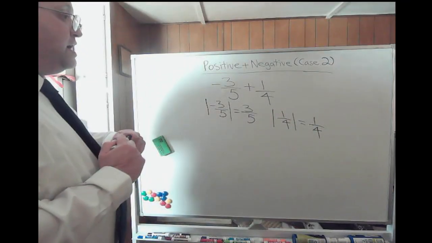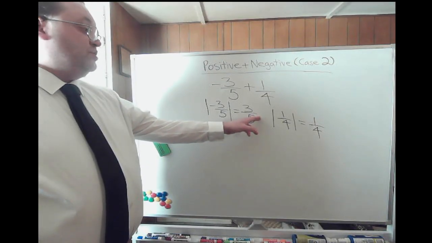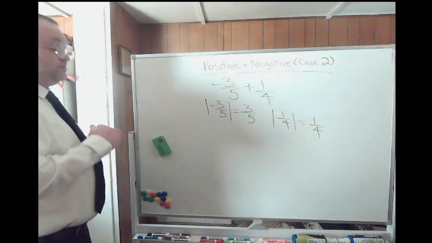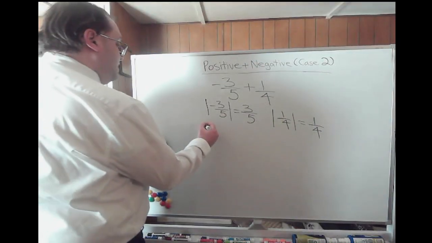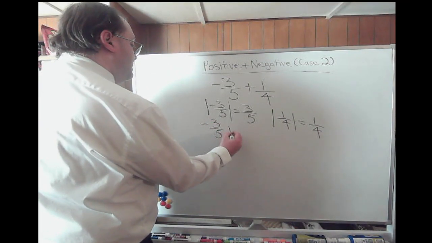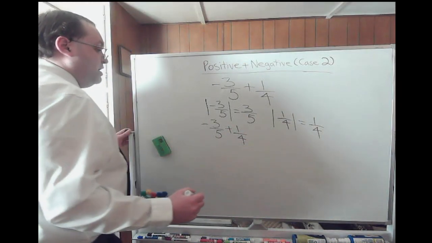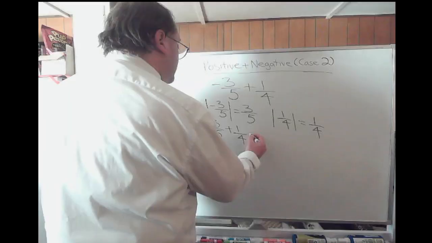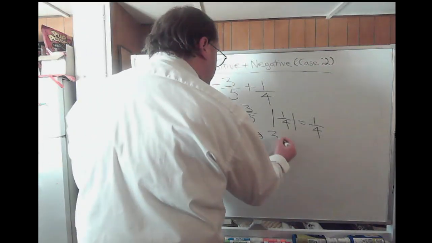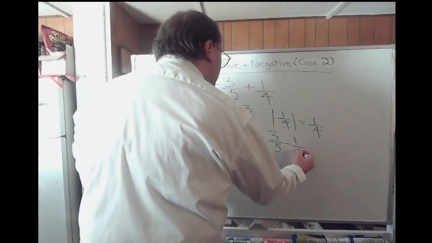Now, look at your two absolute values. If the bigger number in the original equation is negative, you're going to get a negative result. So we can rewrite this problem again. Negative 3/5 plus 1/4. Well, we can pull that temporary trick here. We can reverse it temporarily to make it 3/5 minus 1/4.